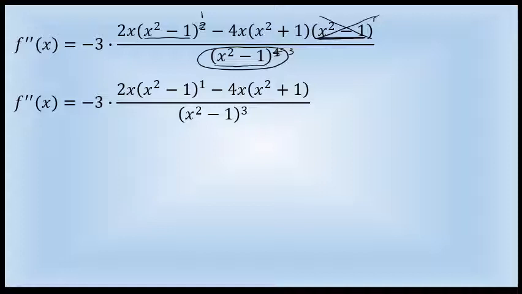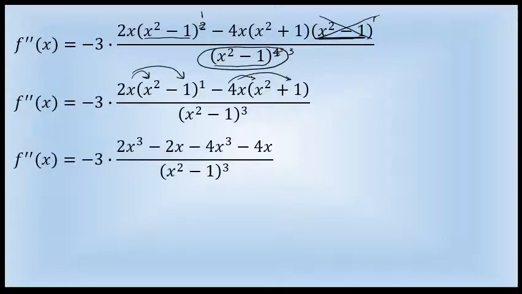That makes things a little simpler. Only have a couple more steps to simplify this second derivative. I'll distribute 2x. Make sure you distribute negative 4x. And that yields 2x to the third minus 2x minus 4x to the third minus 4x. Again, you're distributing negative 4x, so both of the last two terms are negative in this case.